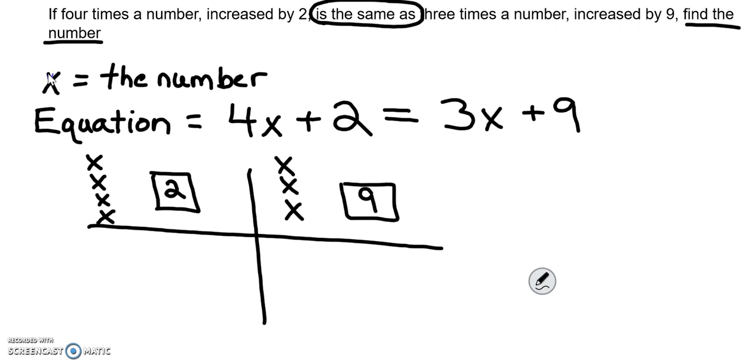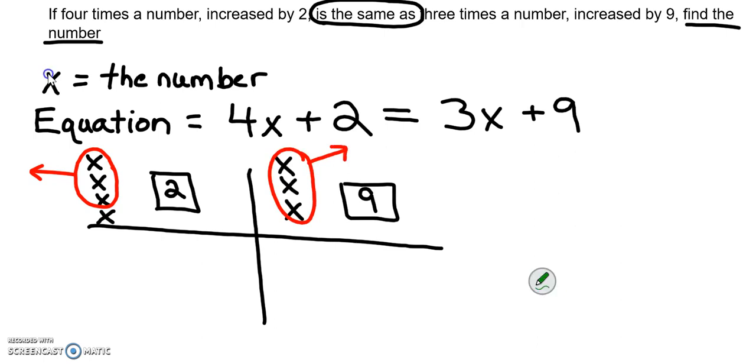Now we're looking for some legal moves. Who sees a legal move that keeps the scale balanced but makes the problem easier to solve? Take 3 cubes from each. Not 3 cubes, 3 x's. 3 x's from each side. Yes, we can always take the same thing off of both sides of an equation. So here's how you show that. You circle the 3 x's and you show them being taken off, and we do it to both sides. That's our first legal move.